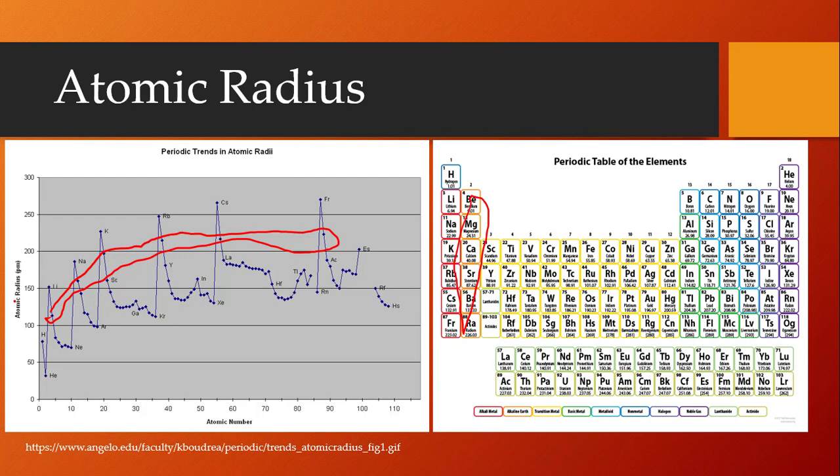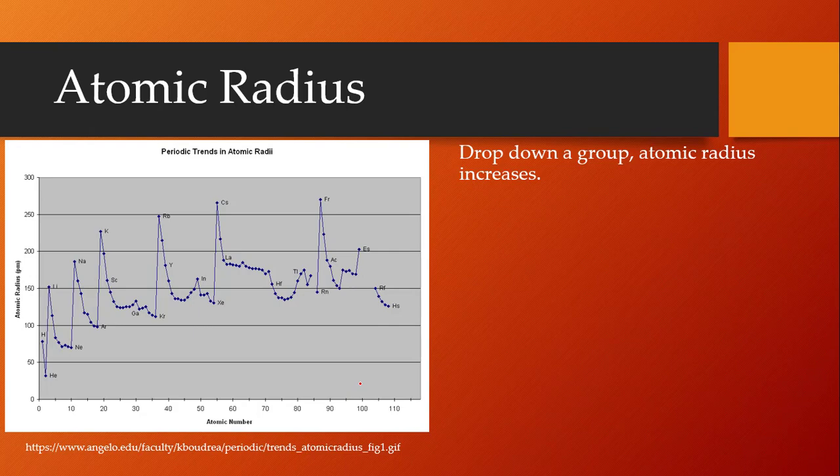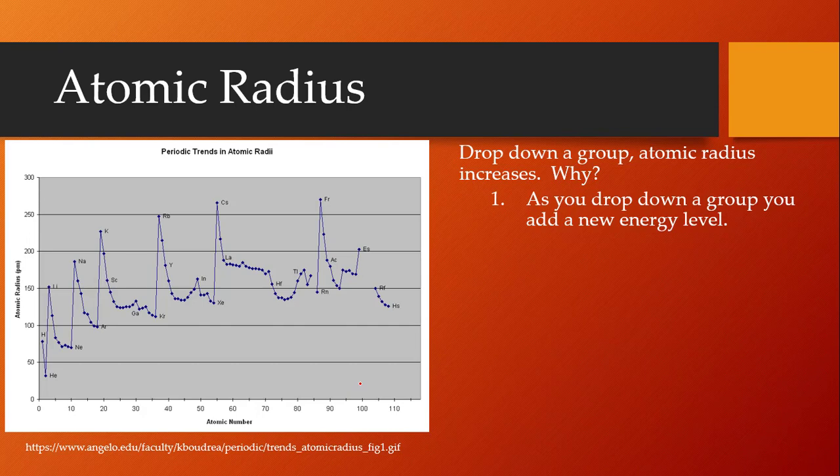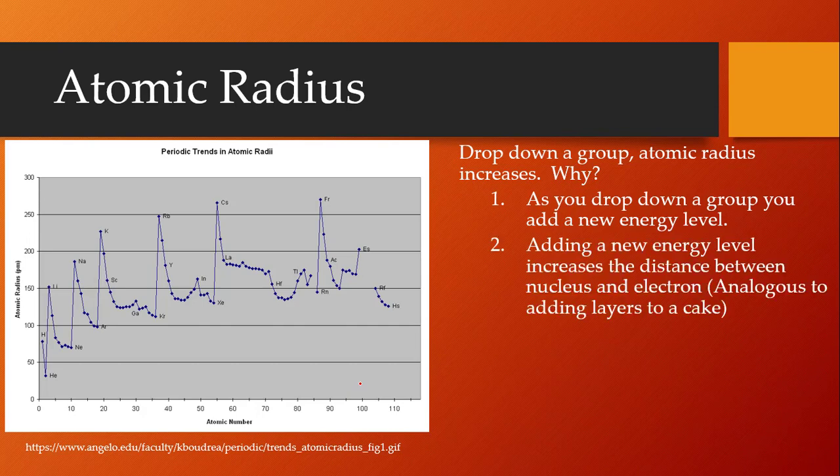So you see, you start here, for example. In each of these, you start low and you go higher. So you can say as you drop down a group, the atomic radius increases. And of course, you can be asked why. Well, as you drop down a group, you add a new energy level. Adding a new energy level will increase the distance between the nucleus and the outermost electrons.